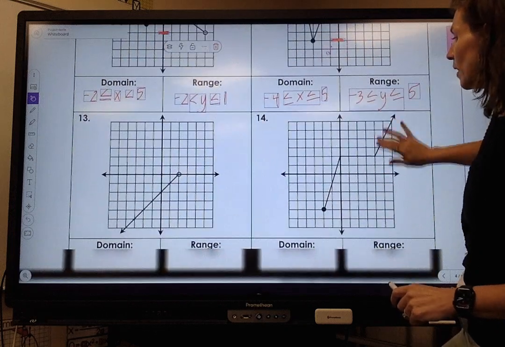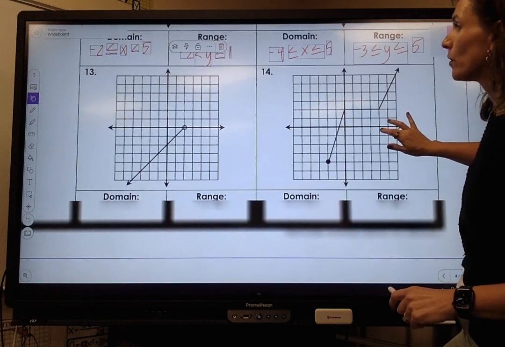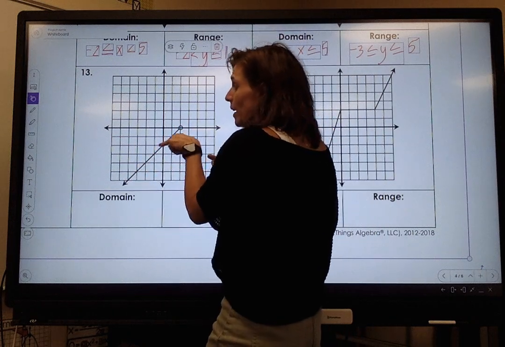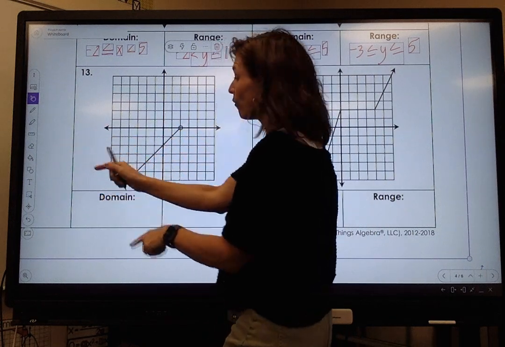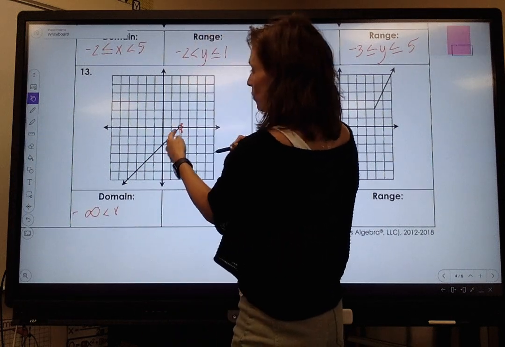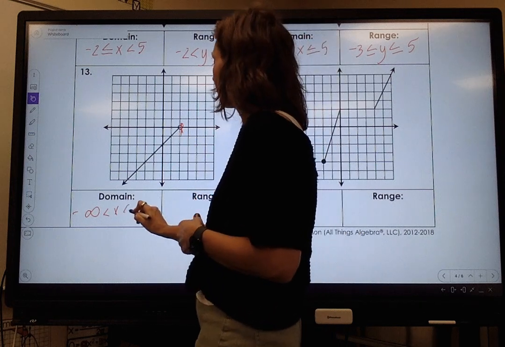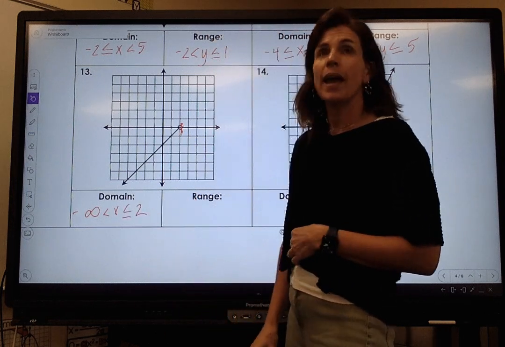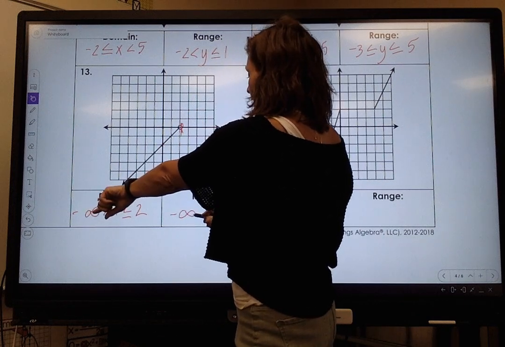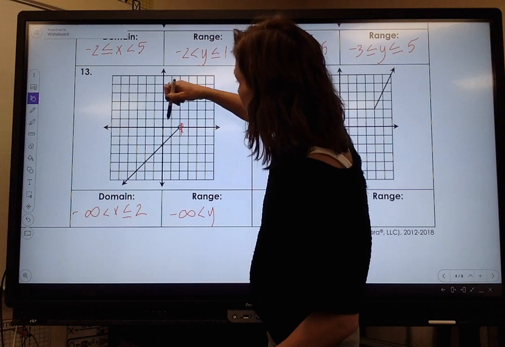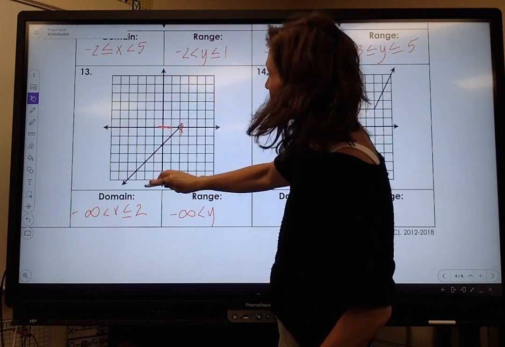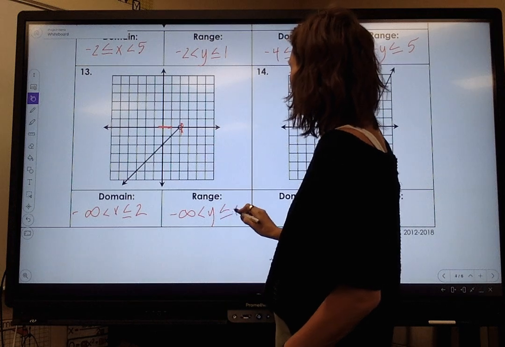All right, let's look at 13 and 14. How far left is this graph going to go? It's going to go left forever and ever. And then how far right? It goes to +2. And my range, how far down is it going to go? Forever and ever. And then how far up does it go? It does not go above the origin at 0. So y is less than or equal to 0.